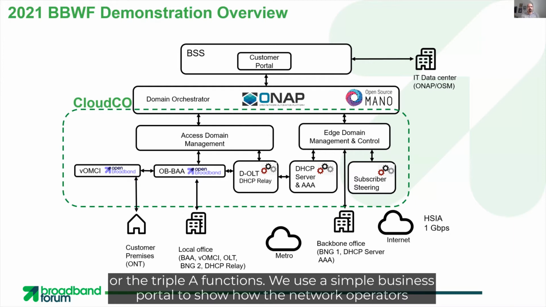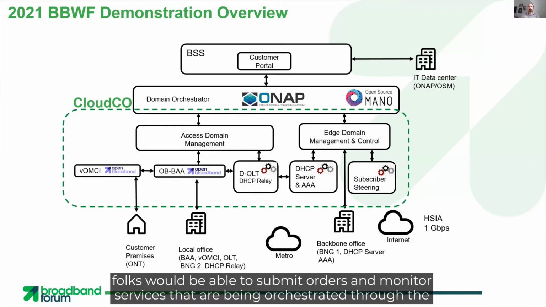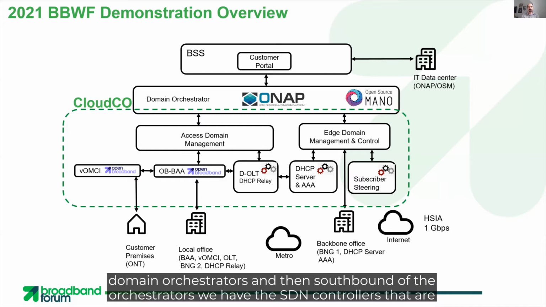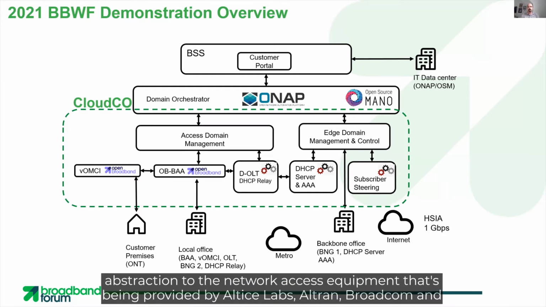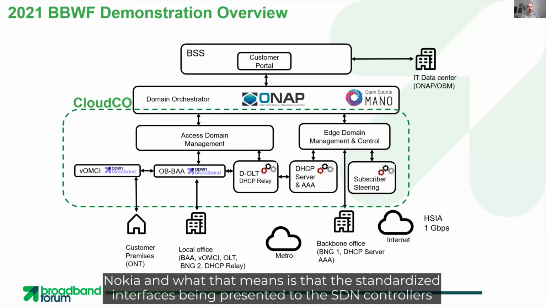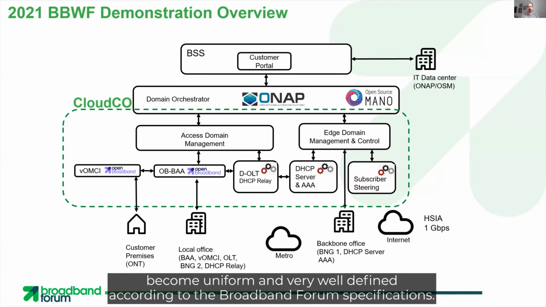We use a simple business portal to show how the network operators folks would be able to submit orders and monitor services that are being orchestrated through the domain orchestrators. And then southbound of the orchestrators, we have the SDN controllers that are handling the programmability of both the access and the edge networks. The OB-BAA layer provides abstraction to the network access equipment that's being provided by Altice Labs, Altran, Broadcom, and Nokia. And what that means is that the standardized interfaces being presented to the SDN controllers become uniform and very well defined according to the Broadband Forum specifications.